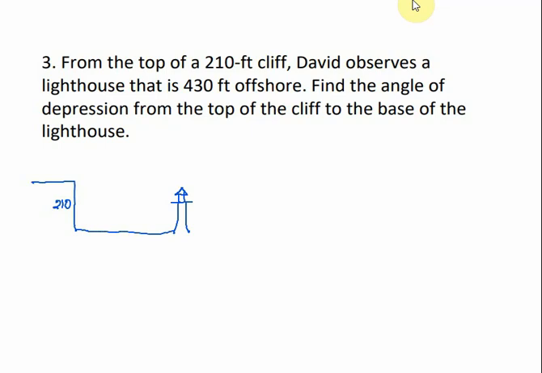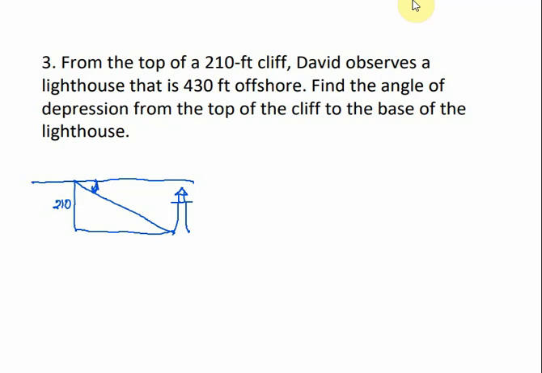So since we're trying to find the angle of depression, our other side of our angle has to be below the horizontal. So we need to go straight or create a horizontal, even if it doesn't touch the top of the lighthouse. We have to have a horizontal line to go from. And the angle of depression would be this angle below that horizontal, okay? And we are looking to find that angle of depression.